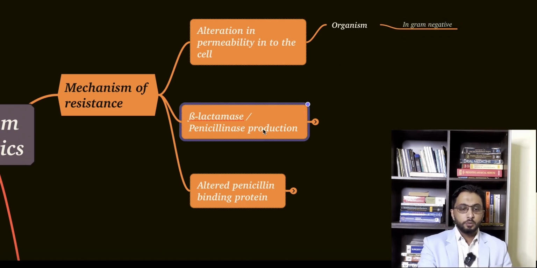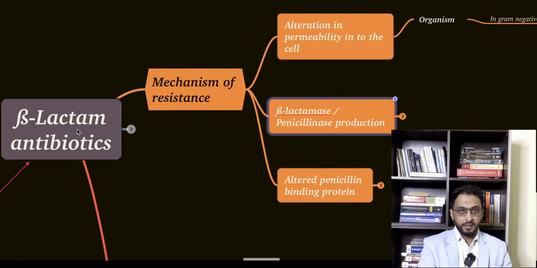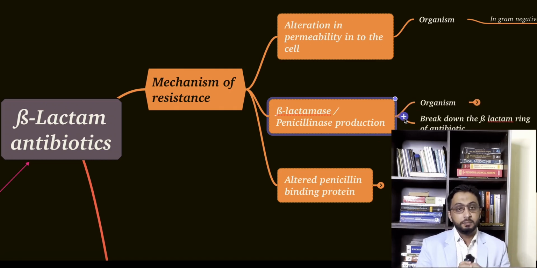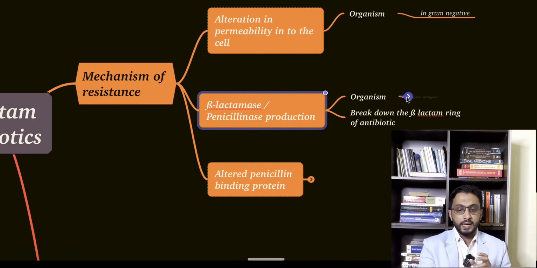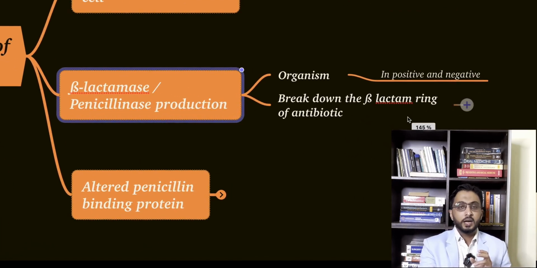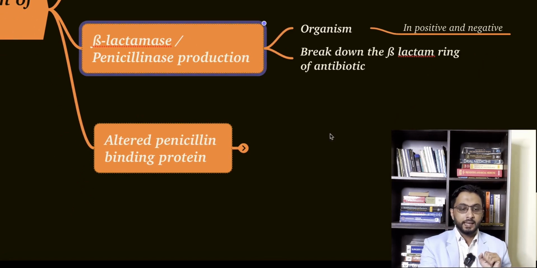Then you come to the most important, that is beta-lactamase production. You know that this antibiotic has a beta-lactam ring. If the bacteria produces this beta-lactamase or penicillinase, it will break down this particular beta-lactam ring, the breakdown of the beta-lactam ring of the antibiotic. Here the organisms which can produce this beta-lactamase are gram-positive as well as gram-negative.